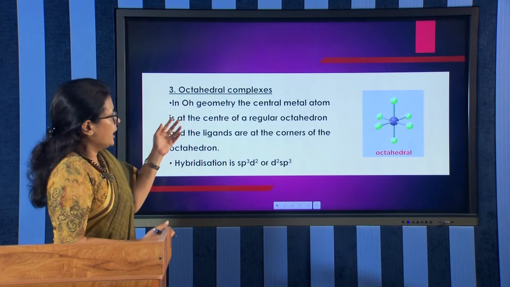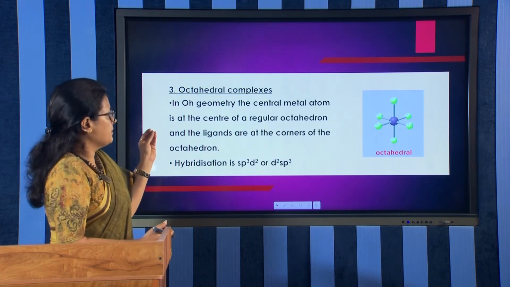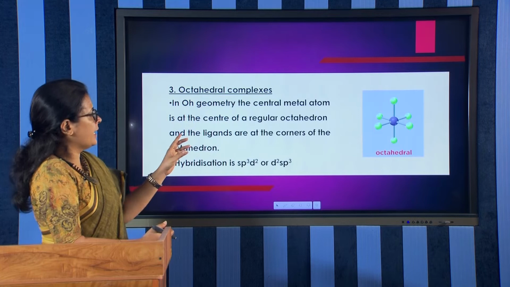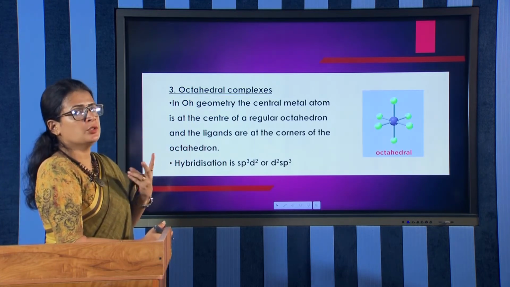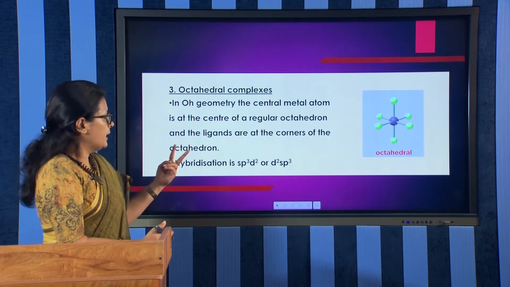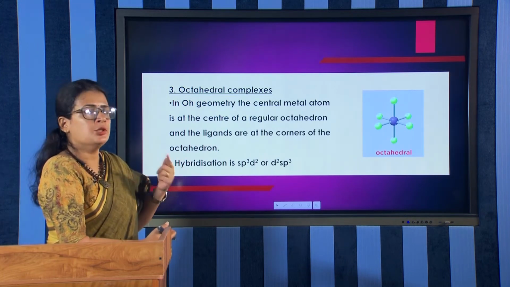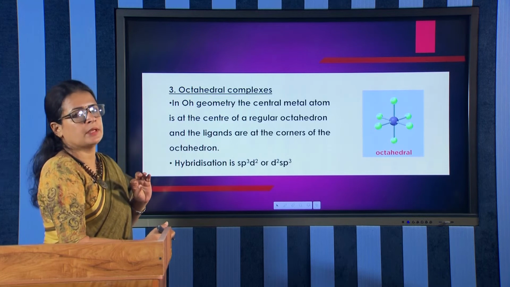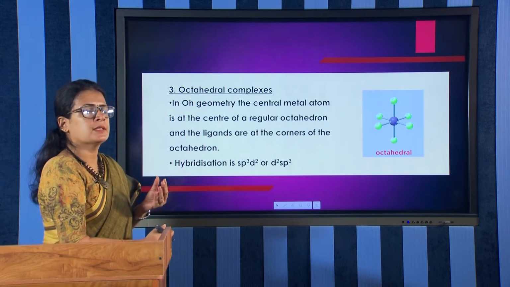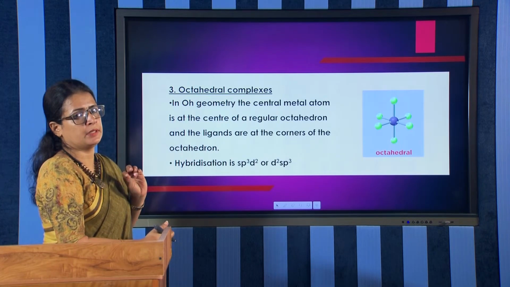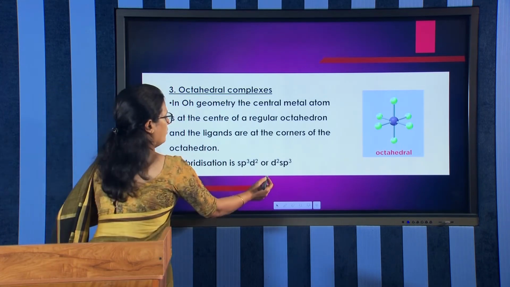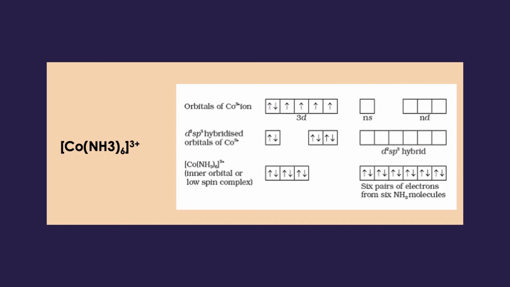In the octahedral geometry, the central metal atom is at the center of a regular octahedron and the ligands are at the corners of the octahedron. Here there may be 2 types of hybridization, that is, it can be either sp3d2 or d2sp3. In octahedral complexes, it can be either sp3d2 or d2sp3. According to valence bond theory, the different geometries of octahedral complexes are explained.